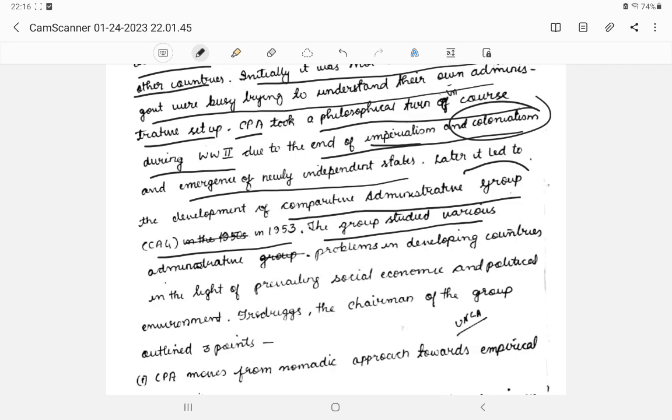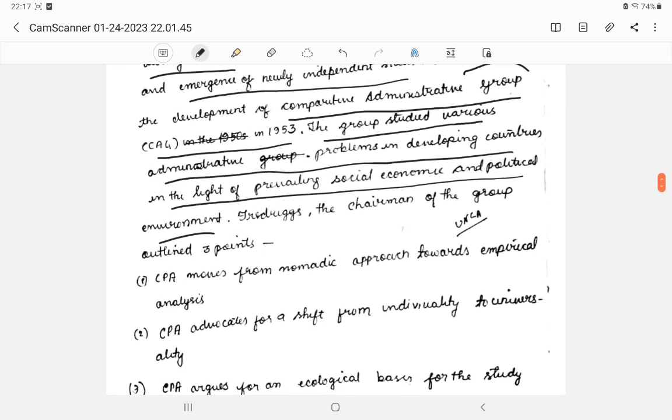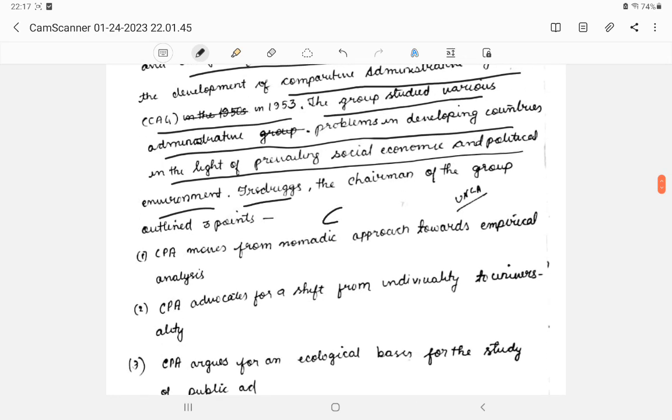So this group studied various administrative problems in developing countries in the light of prevailing socio-economic and political environment. And the chairman of the comparative administrative group was Frederick Riggs, and Fredericks said that comparative public administration moves from nomadic approach towards empirical analysis.